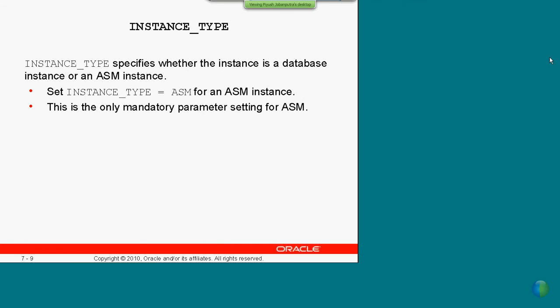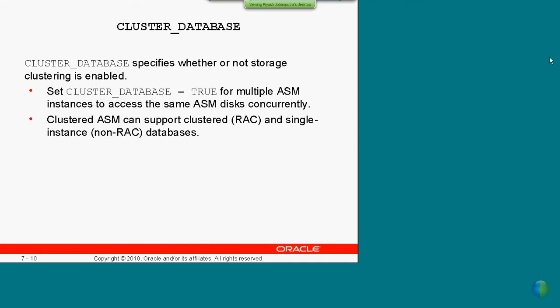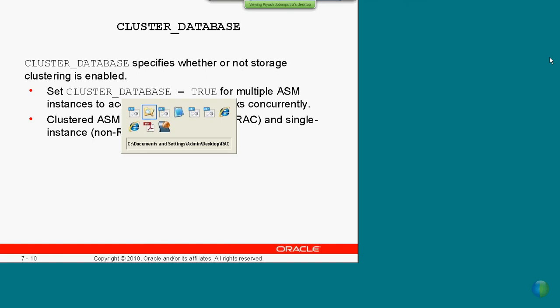Instance type equal to ASM, and the other option is RDBMS. Okay, this is the other parameter which I was talking about, cluster database type. If you are using shared storage, you need to enable the parameter cluster database set to true, for multiple ASM instances to access the same disk concurrently, otherwise it will break. Cluster ASM can support RAC as well as single non-RAC databases.